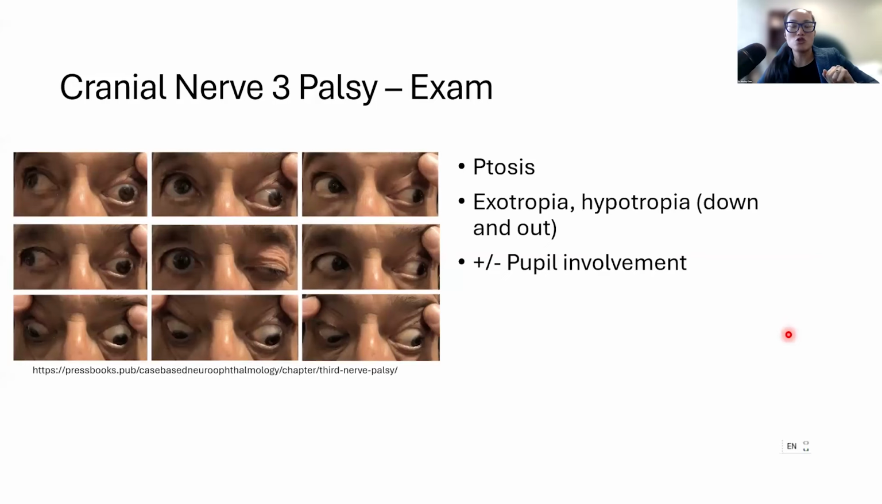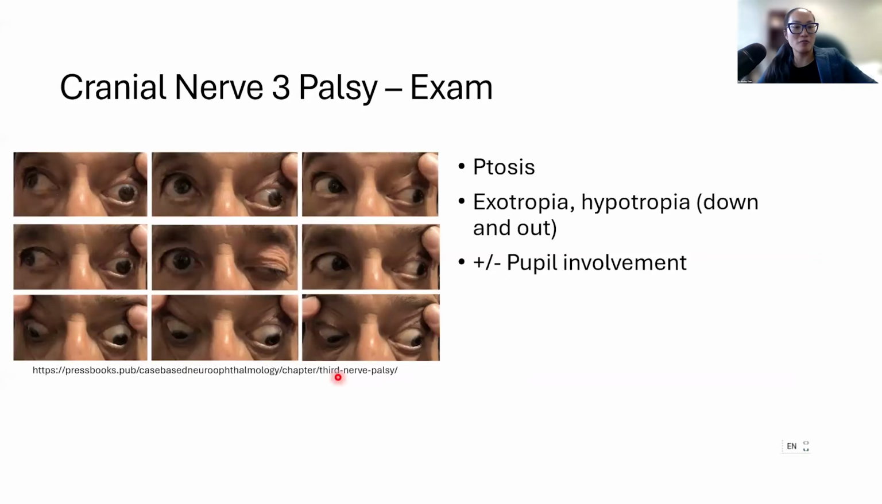And so if you don't have cranial nerve 3 working, everything else doesn't work. You will get a ptosis, an exotropia, and a hypotropia, so the eye is down and out, and you may or may not get pupil involvement if the pupillary fibers are involved.